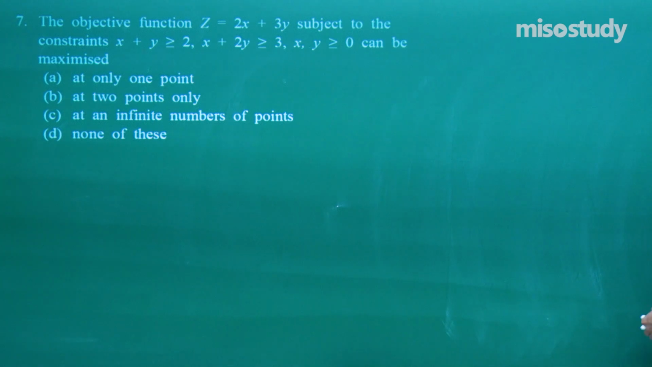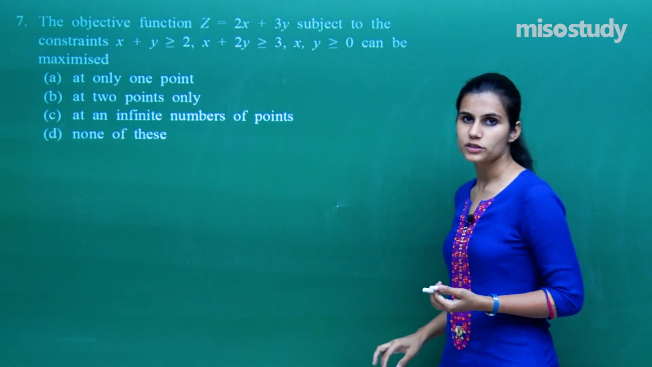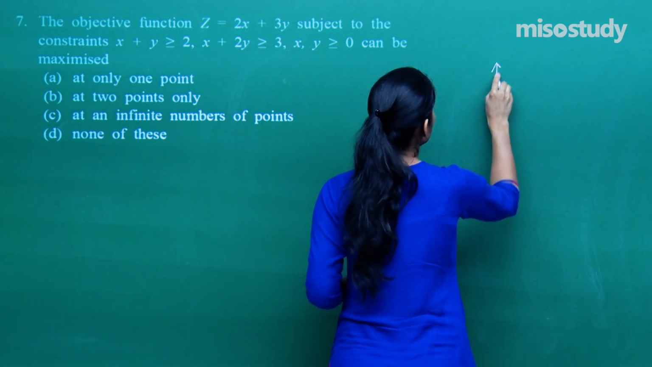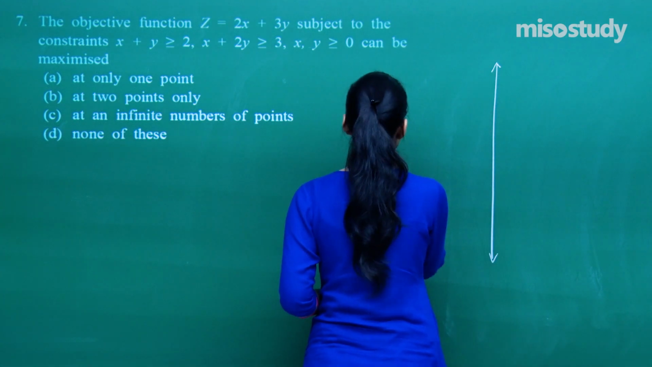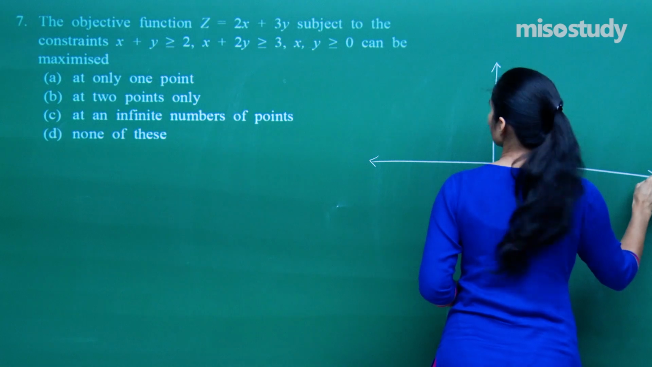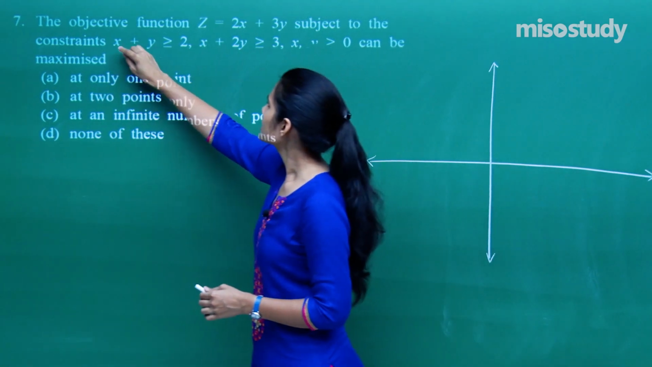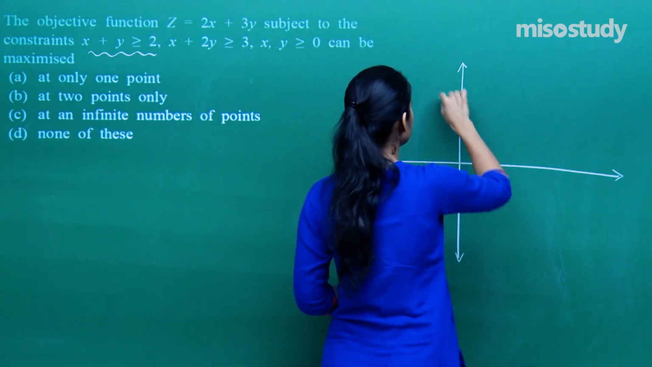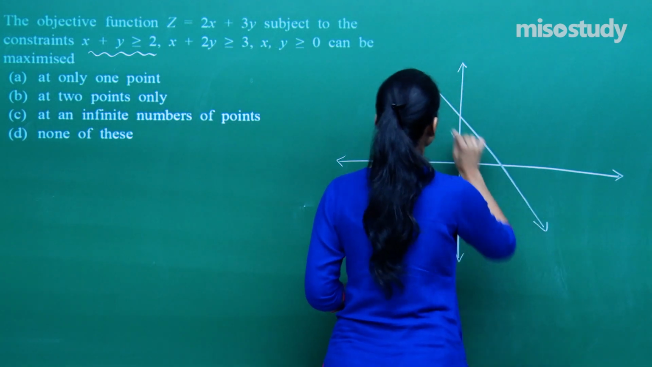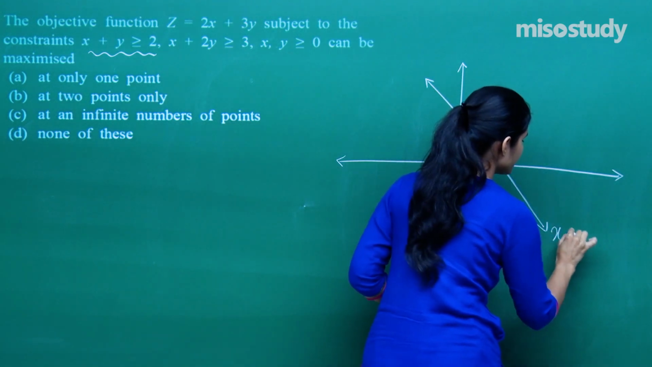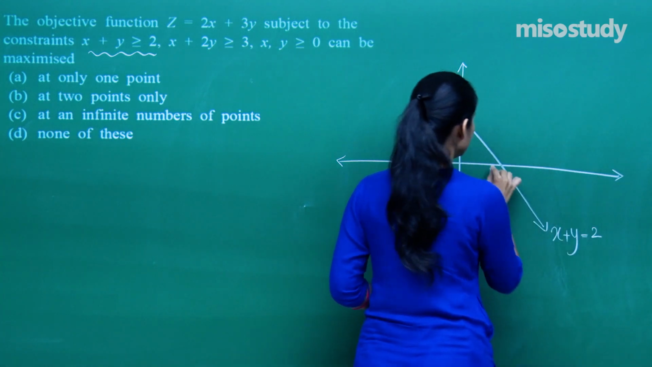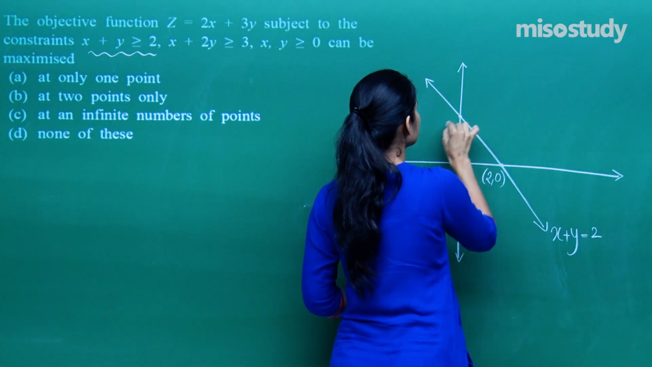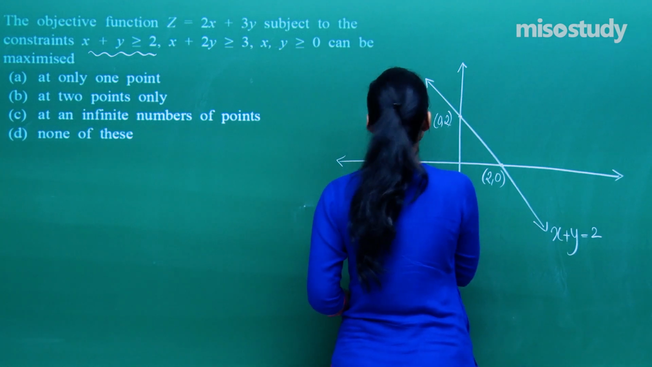Let's see. That depends upon how the feasible region of this objective function is behaving. If I talk about the plotting of the constraints and hence determination of the feasible region, what do I get? Let's see. I have x plus y is greater than or equal to 2. So this is going to give you a very simple line, x plus y equals 2. This point is 2 comma 0. This point is 0 comma 2.